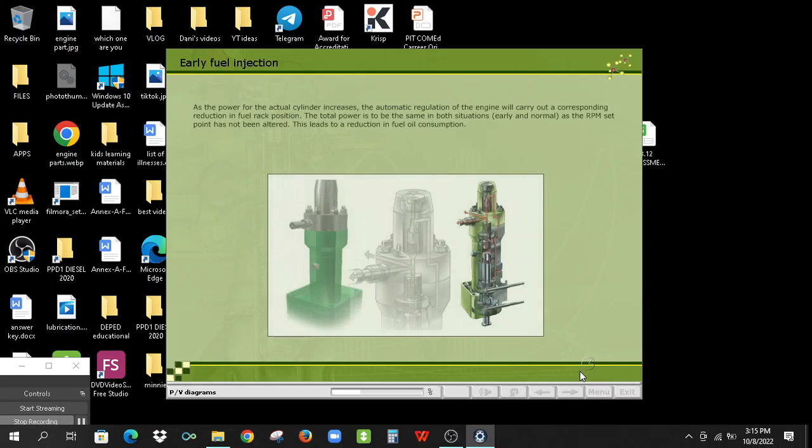As the power for the actual cylinder increases, the automatic regulation of the engine will carry out a corresponding reduction in fuel rack position. The total power is to be the same in both situations, early and normal, as the RPM set point has not been altered. This leads to a reduction in fuel oil consumption. The maximum cylinder pressure leads to increased mechanical loads on bearings, etc.